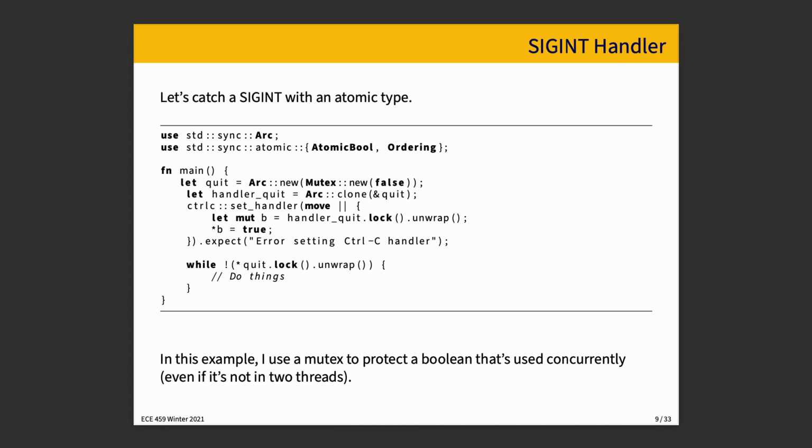Okay, so what I'm going to do is create the quit mutex, and it is a mutex around a Boolean variable, which is false. And then I'm going to clone it, and I'm going to name the one that goes into the handler quit. You do have to clone the atomic reference counted type when you're passing it around, otherwise you would just move the only one copy that you have. So we do need this let handler quit statement to exist.